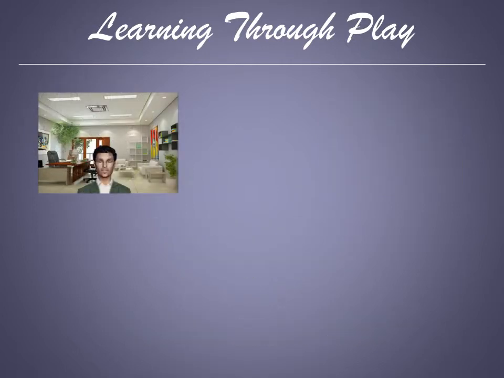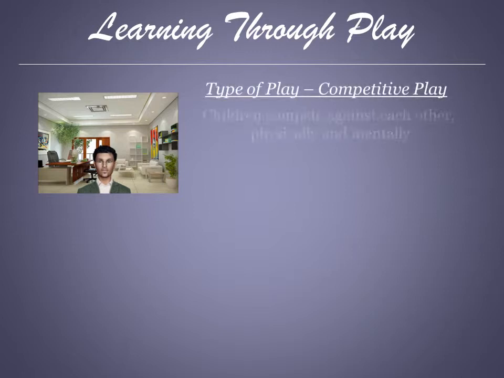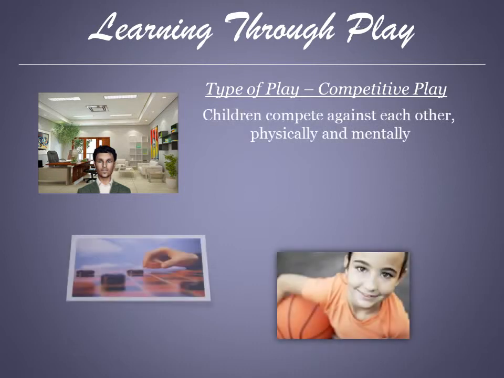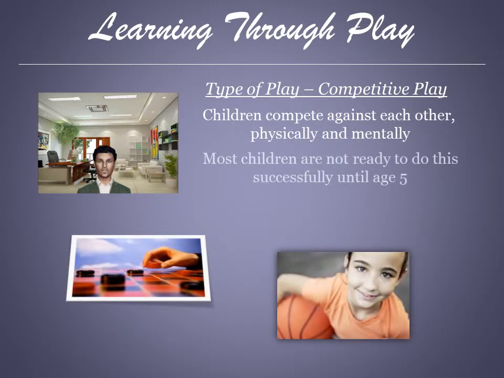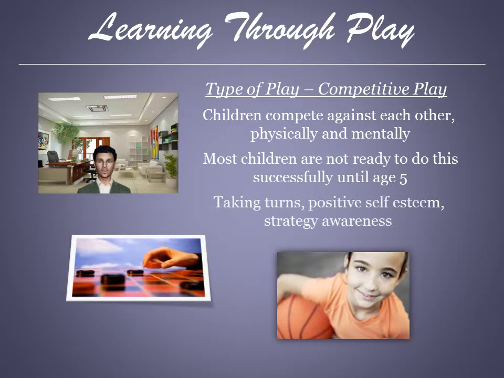Our last type of play is not just a type of play. It is also a stage of play, so we've already introduced the topic. That form of play is competitive play. As we mentioned earlier, in competitive play, children compete with one another both physically and mentally. Most children are not developmentally ready for healthy and successful competitive play until around age 5, when they have become proficient with language and can truly understand complex rules. As we mentioned earlier, competitive play teaches children about taking turns, fosters a positive self-esteem, and develops strategy awareness.